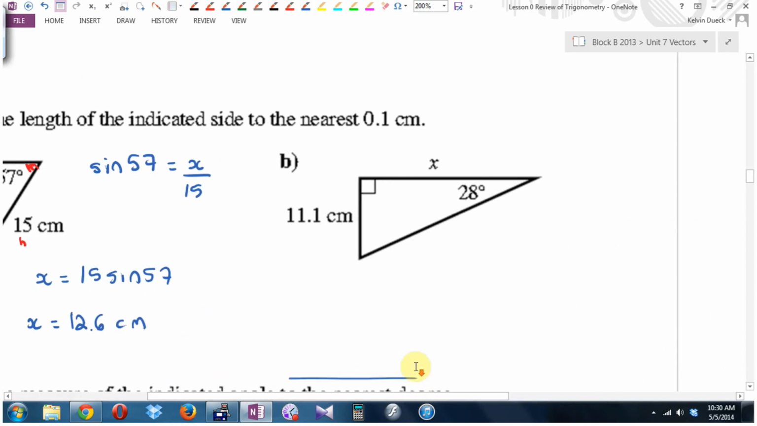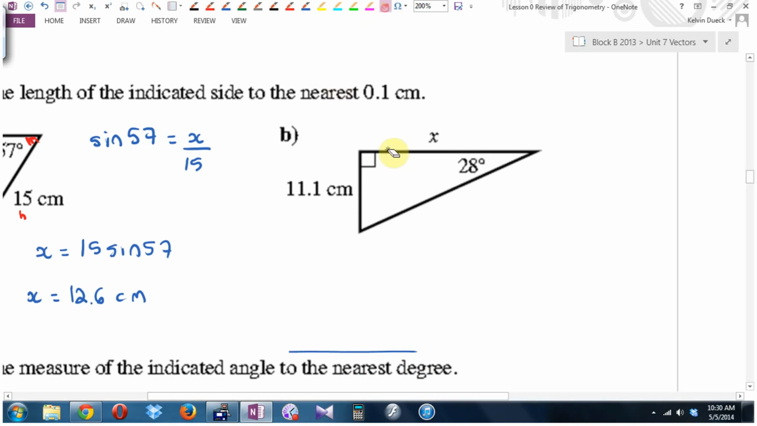You don't realize how profound this is. This is hugely, hugely useful and profound. B. First thing I always do is I color the angle that they gave me. There. Then I label my sides. The x, opposite, adjacent, or hypotenuse? The 11.1, opposite or hypotenuse? Opposite. OA.